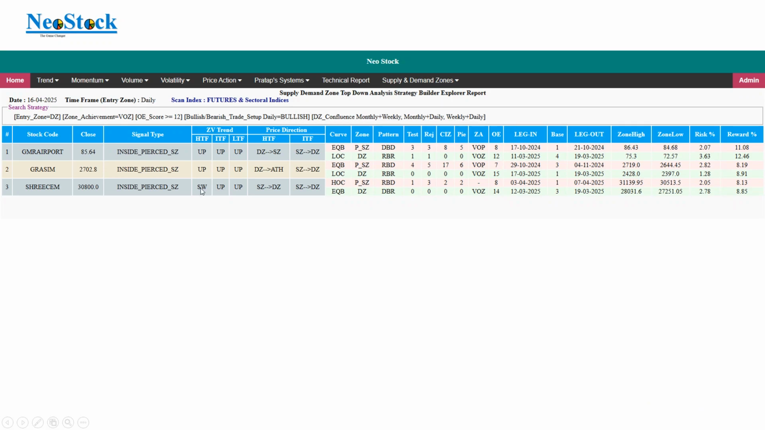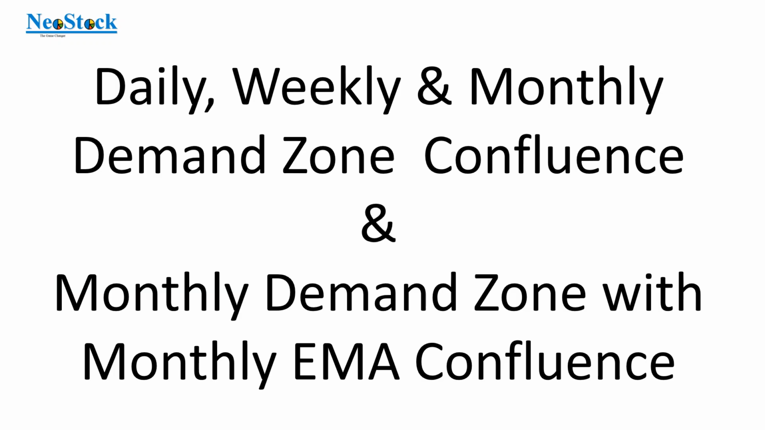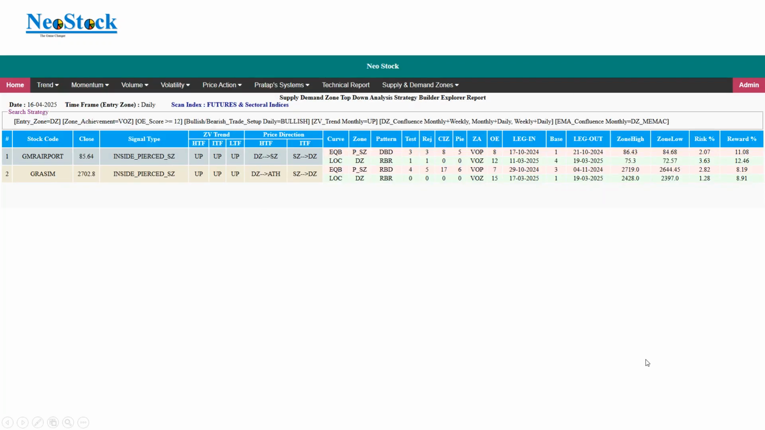Okay, out of these 3, first 2 are having uptrend. Let us check if any of these 2 uptrend stocks are having monthly EMA confluence. So that is what we are checking, monthly demand zone with monthly EMA. So both the stocks having uptrend are filtered, because we added the filter, monthly demand zone having monthly EMA confluence. Okay, this is bullish trade setup for monthly income trade.